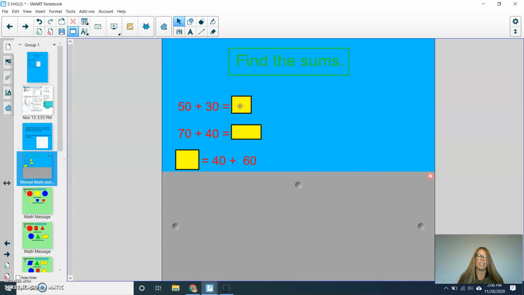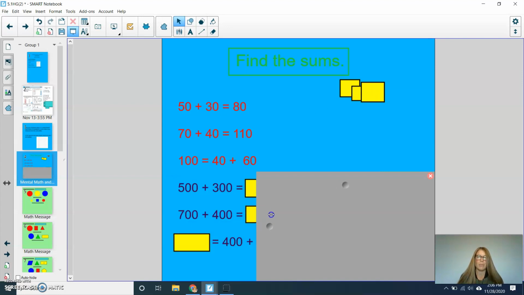All right, so 50 plus 30, we know that 5 plus 3 is 8, and then we just add our 0 for 80. 70 plus 40, we know 7 plus 4 is 11, and then we just add our 0 to get to 110. 4 plus 6, we know is 10, and then we add one more 0 to get us to 100. Here's 3 more to try.